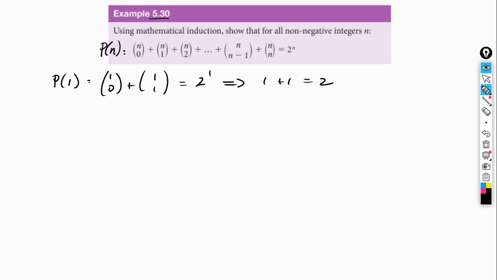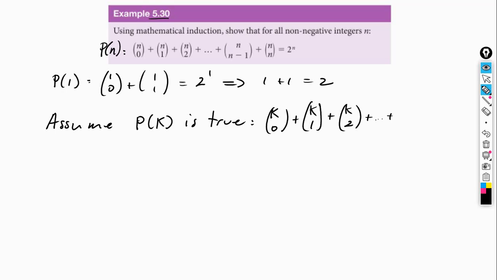Then we're going to assume that it's true for k. So assume that this is true. And we write it as well, right? This would be, and then we have to prove this to be true, right? Prove for k plus 1.